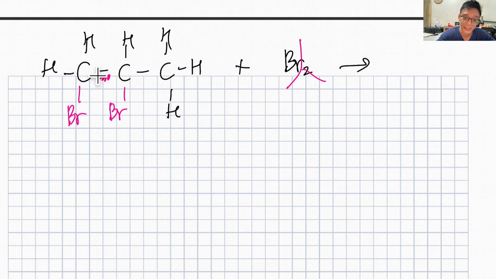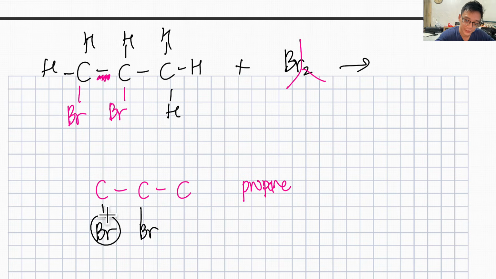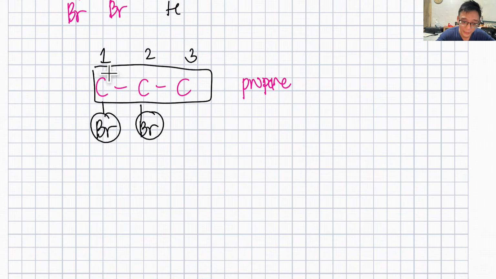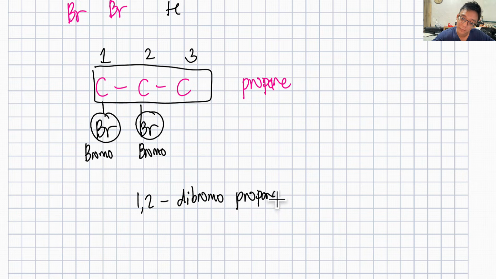So what would we call this thing? Because it's technically a propane, but this propane has two Br branches. So we have to give numbers. The number starts closest to the branch. So 1, 2, 3. And then because on carbon number 1 it contains bromo, we call this bromo. This is also bromo. So the name will be 1,2-dibromopropane. Or sometimes people just call it dibromopropane, dibromoethane.